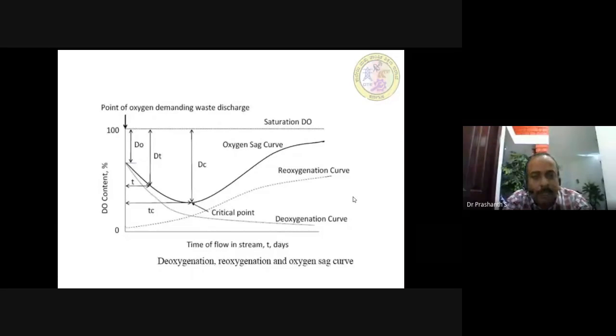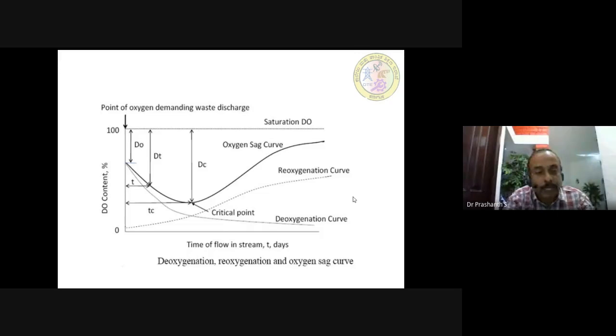So at that particular point, the oxygen present is some value. Saturation DO is the line you are seeing at the top. It depends upon the temperature, as I said. That is the saturation DO, and the point where the curve starts is the oxygen level at that particular point. So the difference in DO is nothing but the deficit, the difference between saturation DO and the DO at that point.